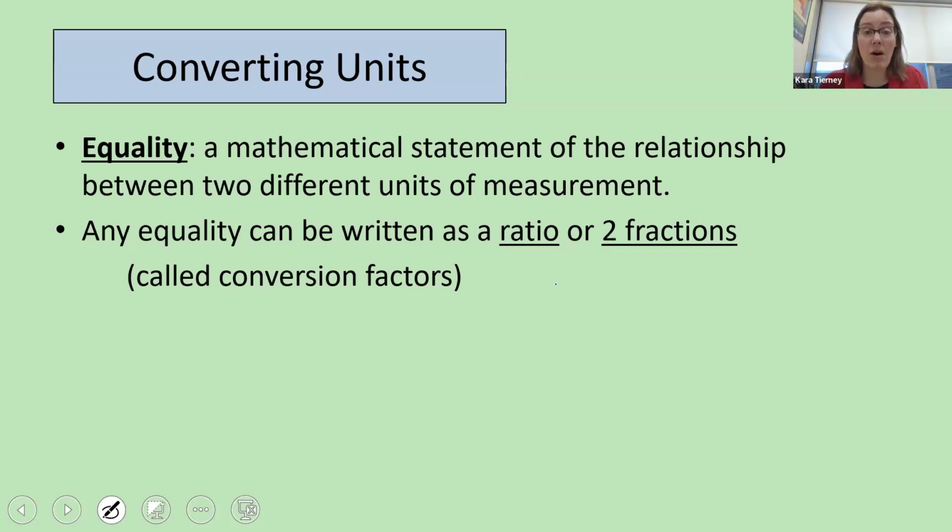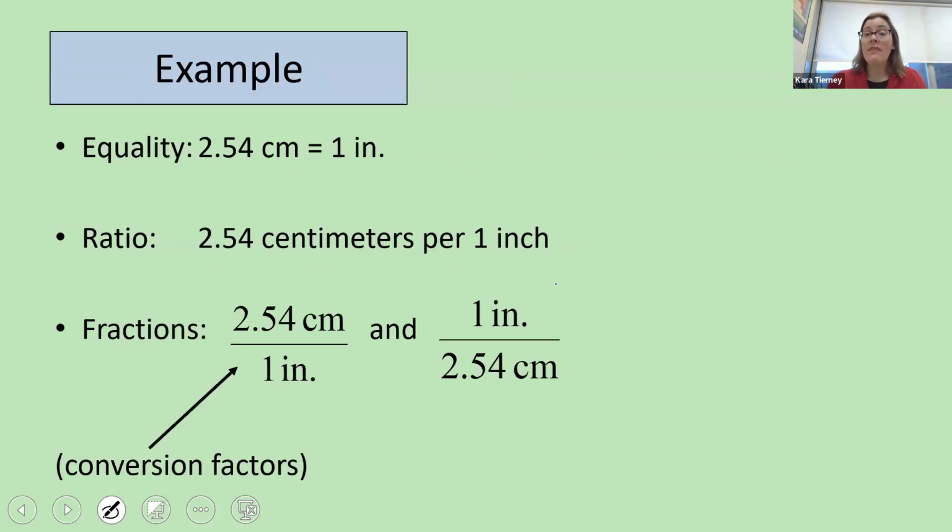And when we have an equality, it's really important for us to be able to translate that into something called a conversion factor. A conversion factor is a fraction where the top of the fraction and the bottom of the fraction have equivalent values. These are the key to unit conversions in chemistry. In this section, we are going to practice how to take an equality or a ratio and write it as a fraction. It is fairly simple.